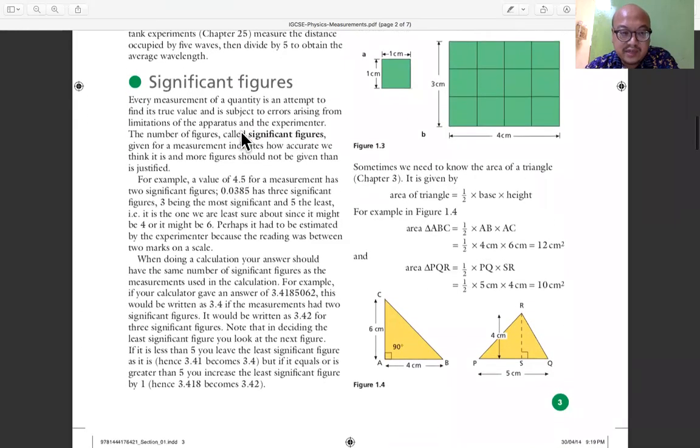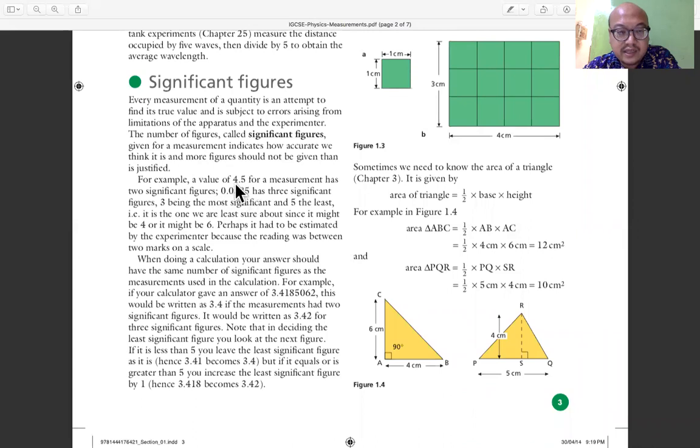Okay, now significant figures. Every measurement or quantity is an attempt to find its true value, subject to errors arising from a limitation of the apparatus or experiment. The number of digits is called significant figures. For example, a value of 4.5 for a measurement has two significant figures: 4 and 5.